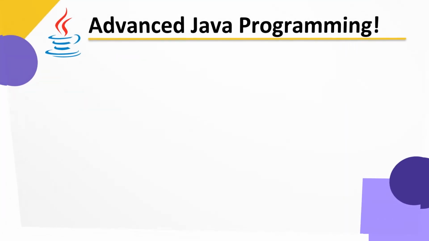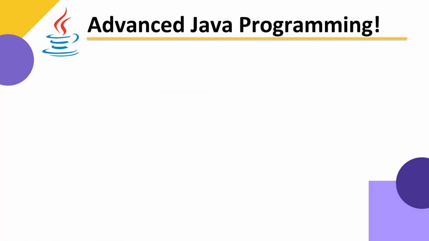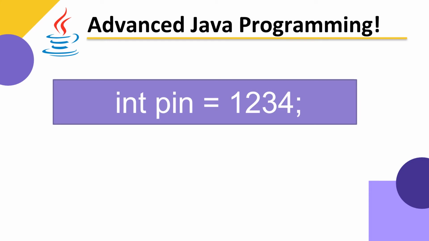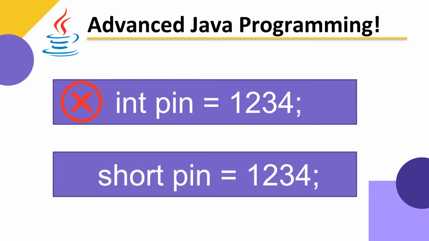It's really important to choose the proper data type for our variables to save the memory. For example, we can use integer to store a 4 digits PIN. But the proper data type for this variable can be short, because it can store whole numbers to 32,768.